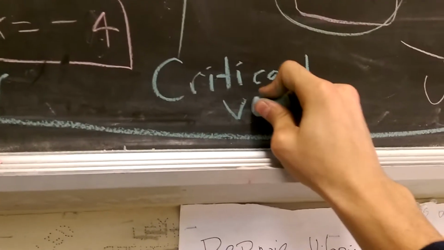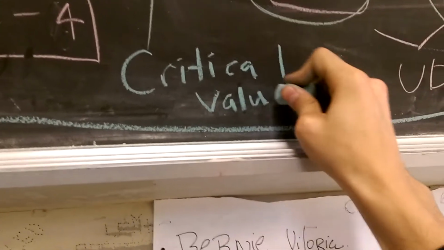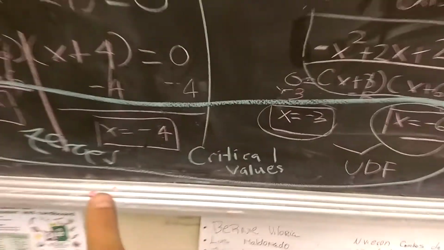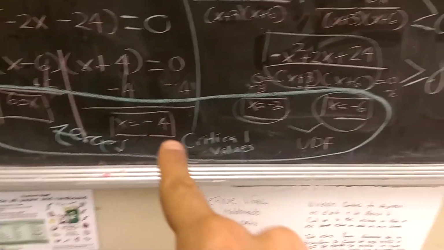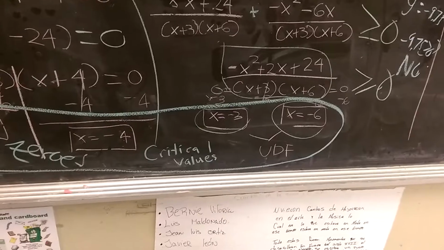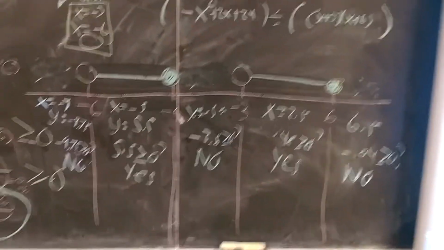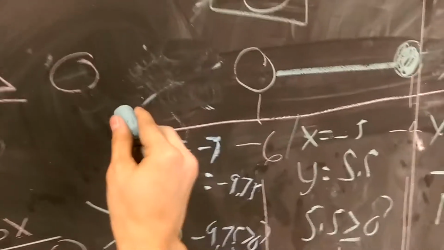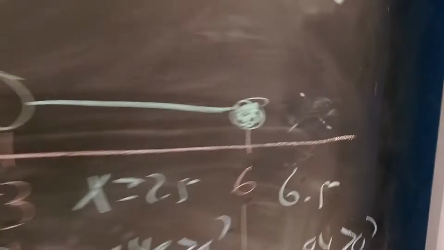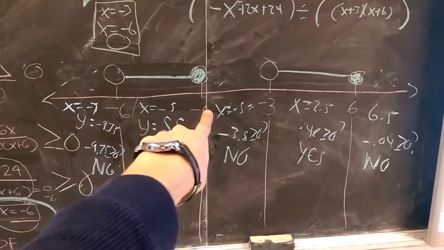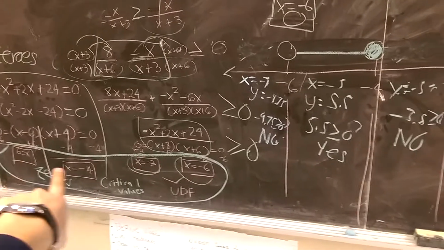Critical values. Okay, critical values. Where do the critical values go? 6, negative 4, negative 3, negative 6. They go right over here, okay? Our number line. By the way, definitely need a little bit of arrows. I'm going to clean that up. Definitely need a little bit of arrows, okay? And I want you to notice, between each of the critical values in red, negative 6, negative 4, negative 3, and 6, okay? Remember, they're coming from these guys, right?